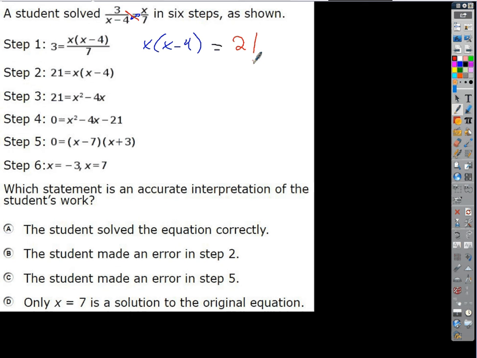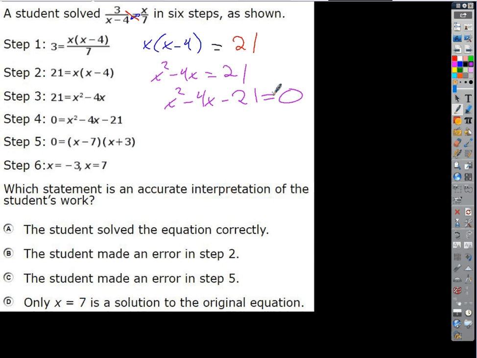Now this looks familiar. Now what would you do from here? Distribute. Okay, so we distribute the x and we get x squared minus 4x equals 21. Now what would you do? Yeah, you've got to set it equal to 0, right? This is going to be a quadratic equation. We've got to put it in standard form. So we put everything on the side where the x squared is positive. So x squared minus 4x minus 21 equals 0. And now it's just a quadratic equation in standard form.